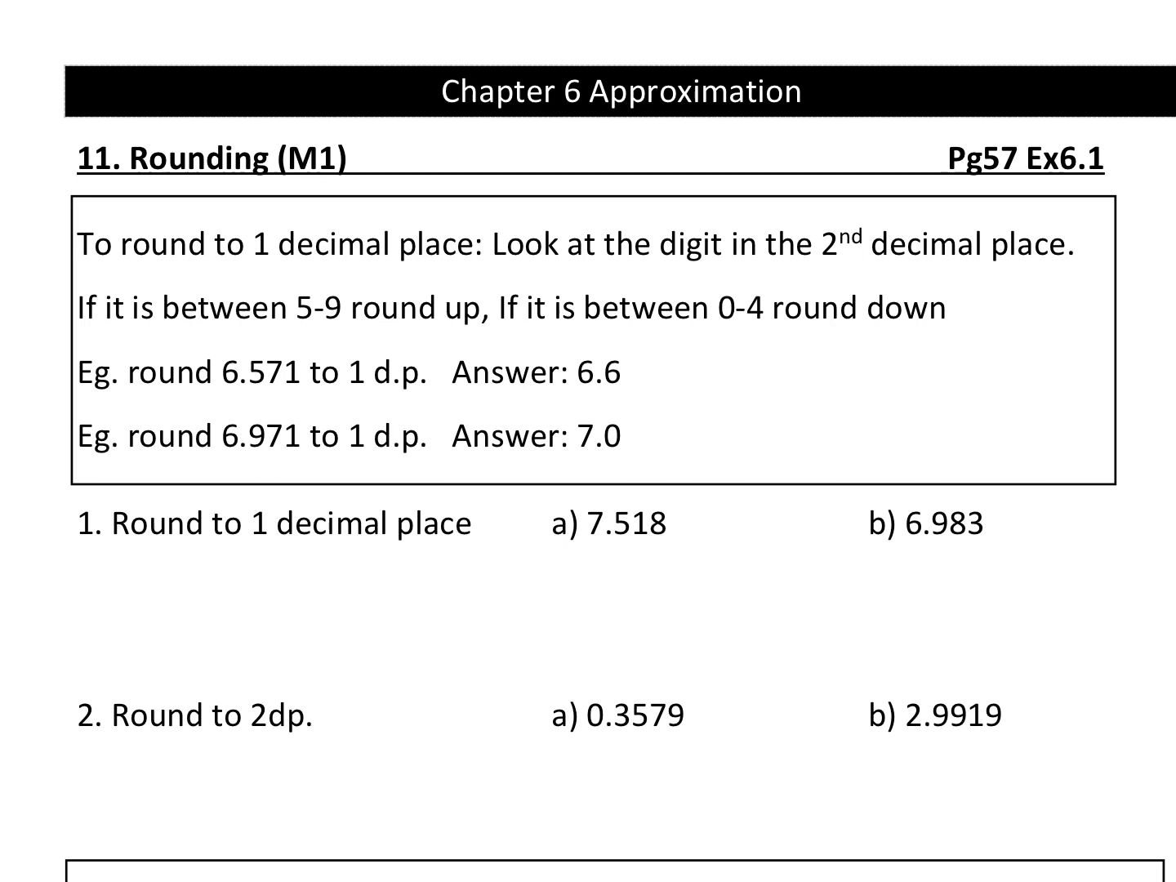Rounding. To round to one decimal place, look at the digit in the second decimal place. If it is between 5 and 9, round up. If it is between 0 and 4, round down. So what do we mean?